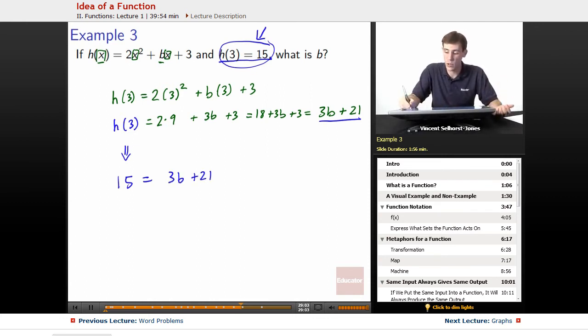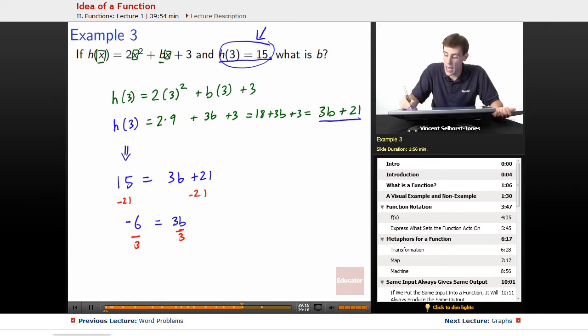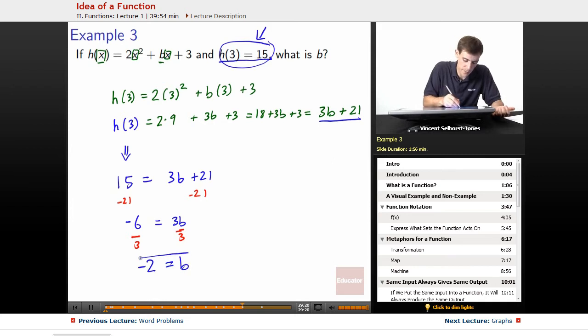We subtract 21 from both sides, we get negative 6 equals 3b. We divide by 3 on both sides, and we get negative 2 equals b.